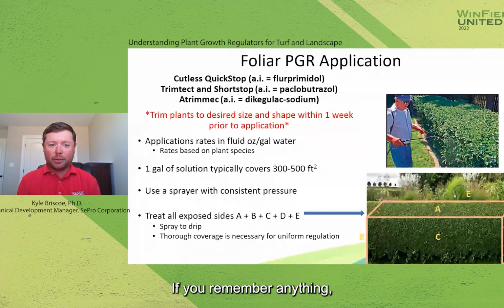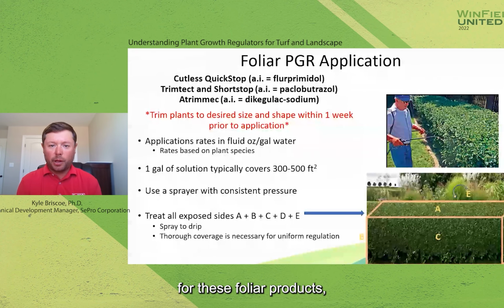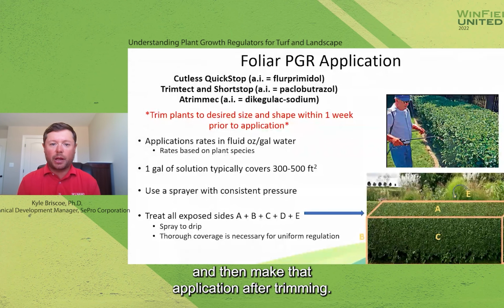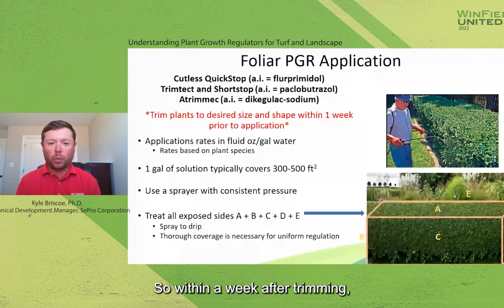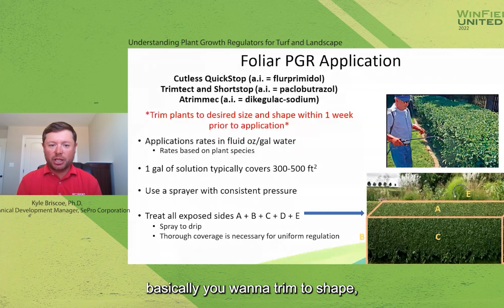If you remember, I was talking about granular: making the application and then waiting for a month or two, depending on product. For these foliar products, you actually want to trim and then make that application after trimming, within a week after trimming. Basically, you want to trim to shape. You want to spray it on before there's any new growth that starts.